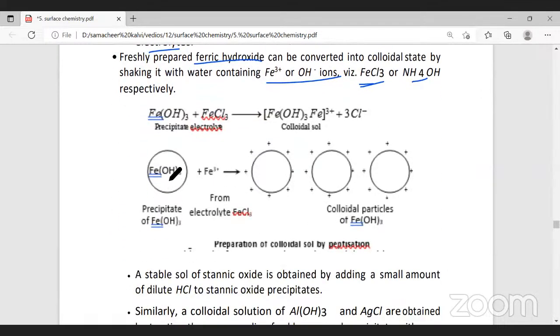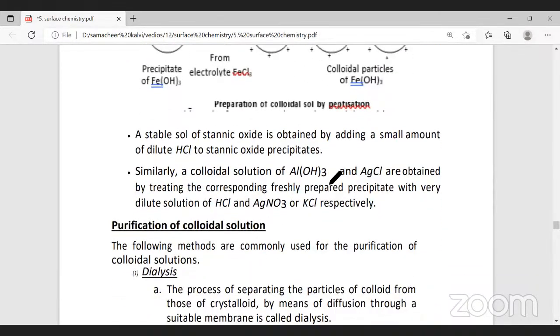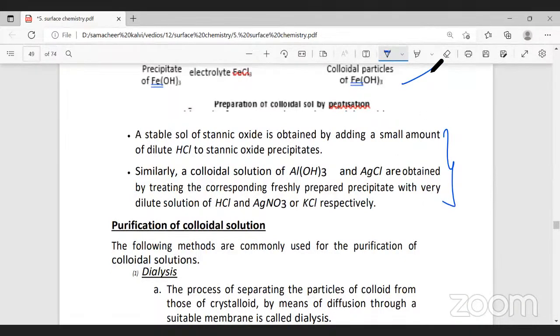So this is ferric hydroxide precipitate. If we shake it with ferric ions, these ferric ions will get adsorbed on the surface of the ferric hydroxide, forming colloidal particles of ferric hydroxide. A stable sol of stannic oxide is obtained by adding a small amount of dilute HCl. Now, these are not in the syllabus. One example you can remember for peptization is freshly prepared ferric hydroxide, which when shaken with ferric chloride gives ferric hydroxide colloid.